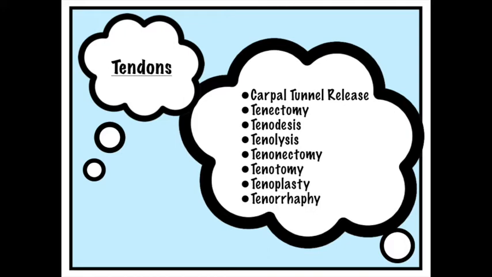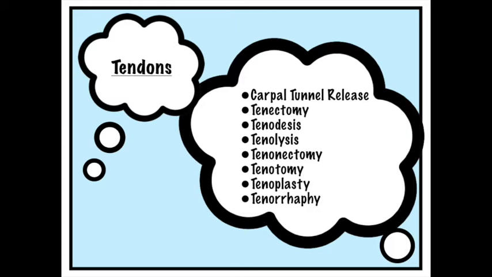Tenodesis means to suture the end of a tendon to a bone. Teno means tendon, and desis means to bind or tie together. Tenolysis means to free a tendon from adhesions. Teno meaning tendon, and lysis meaning to set free. A tendinectomy is a surgical removal of part of a tendon for the purpose of shortening it. Tendin means tendon, and ectomy means surgical removal. Notice that tenectomy and tendinectomy are similar in spelling but different in meaning.